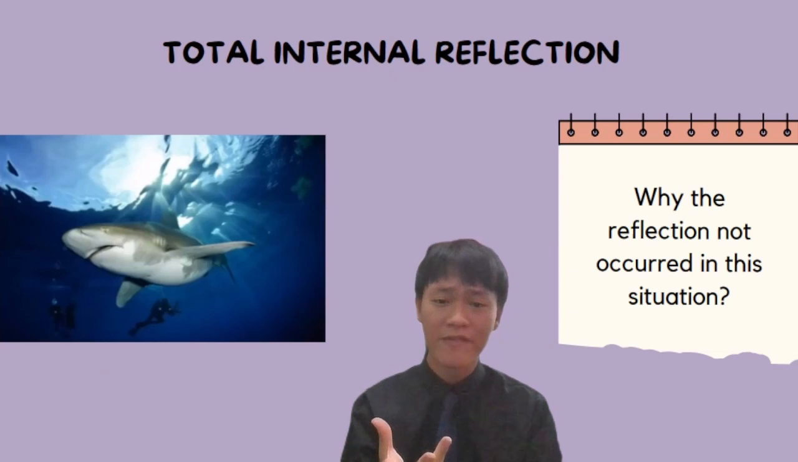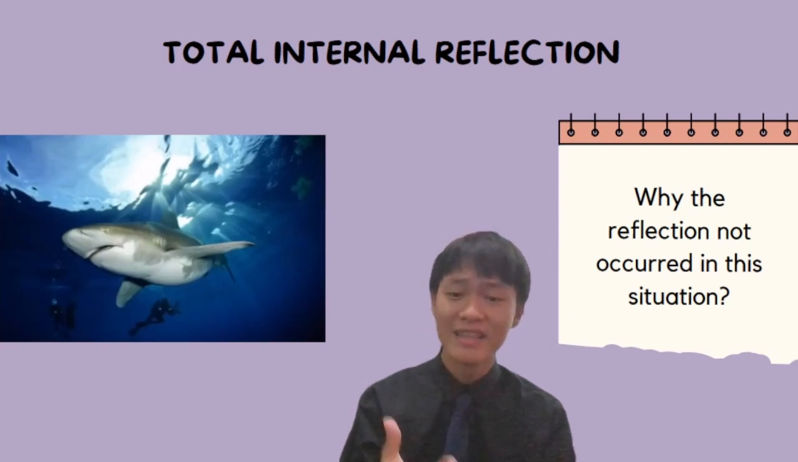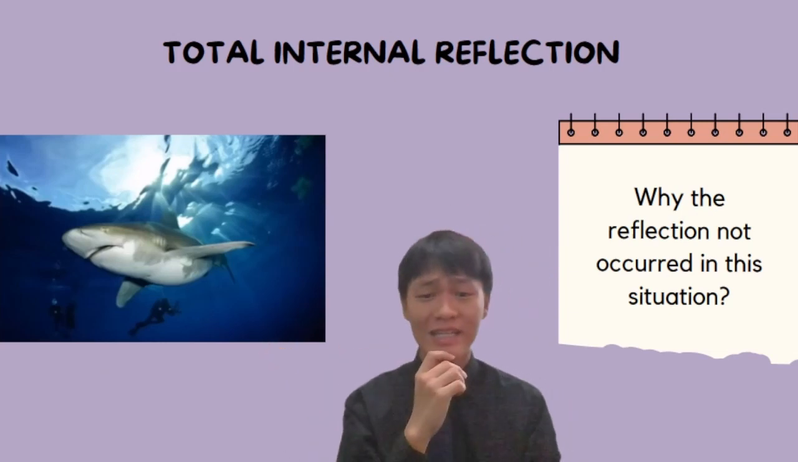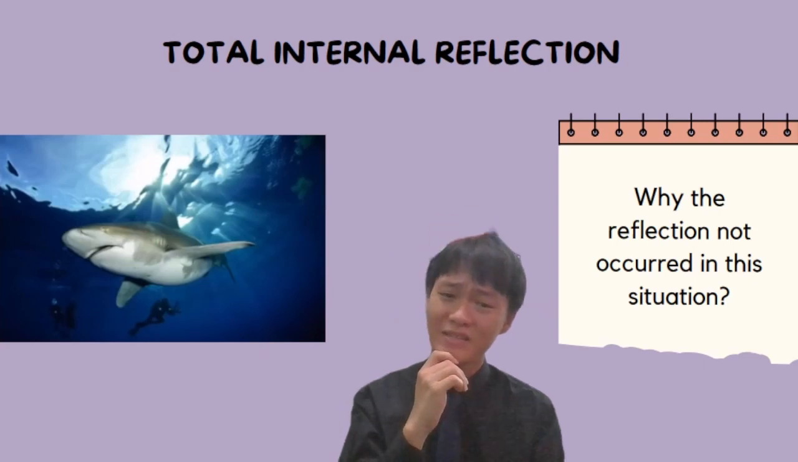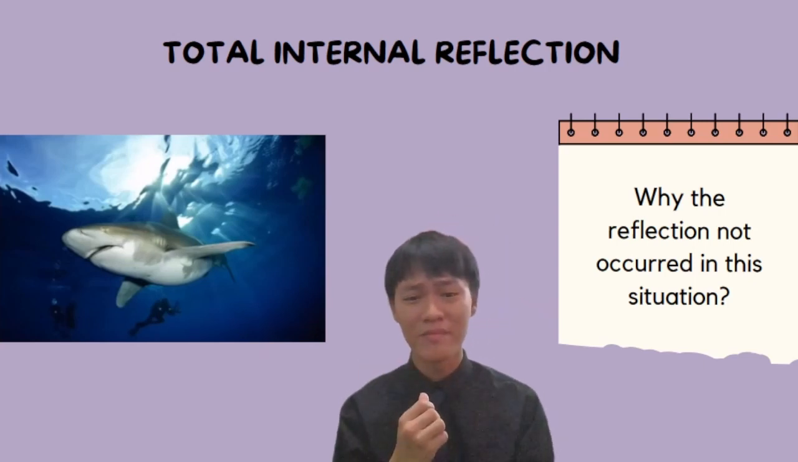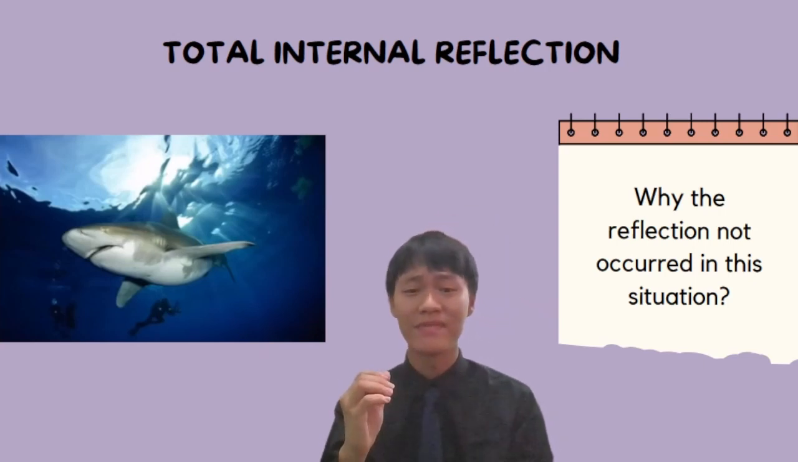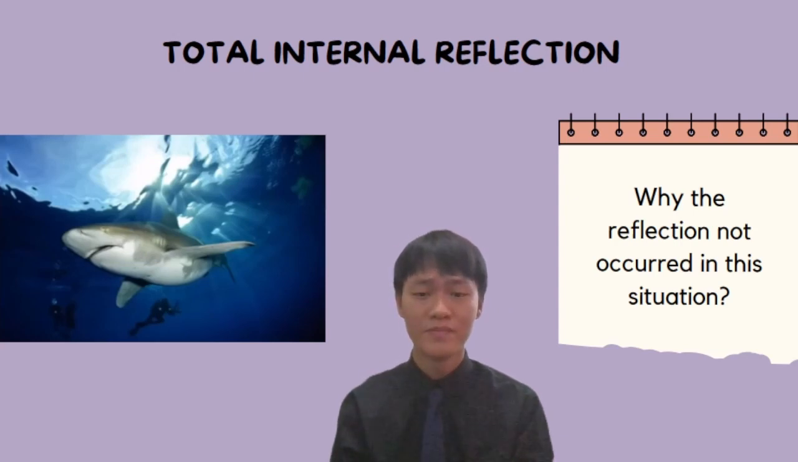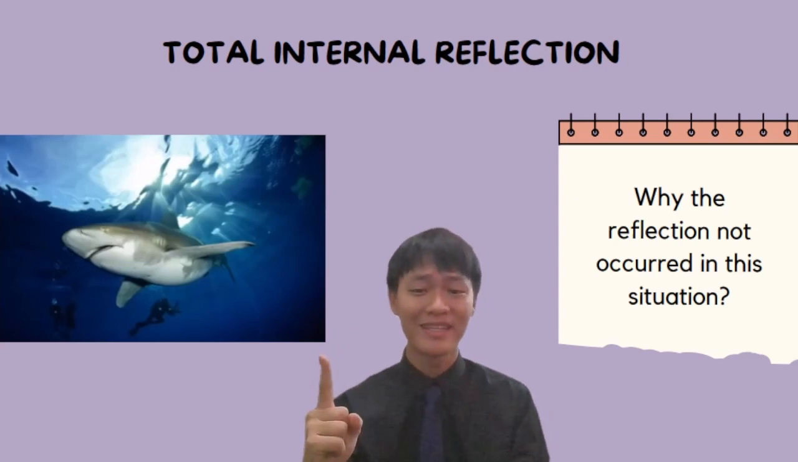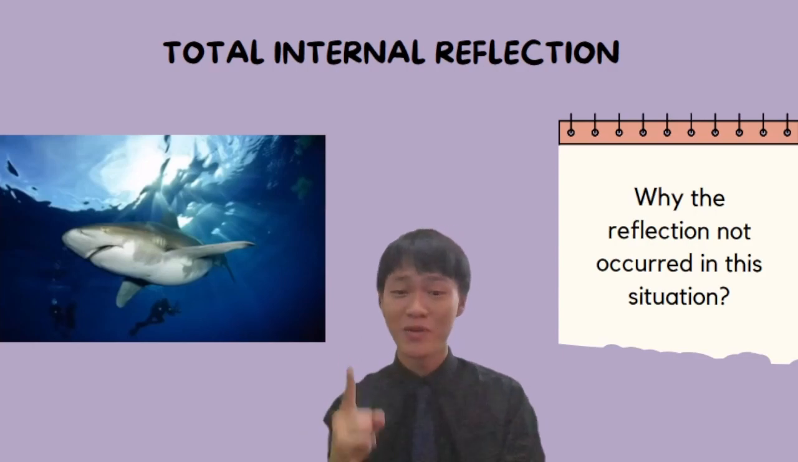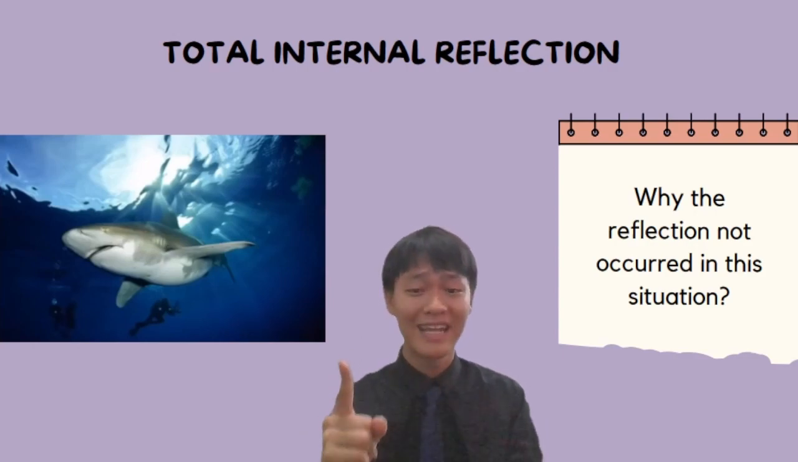Why can't we observe any reflection in these pictures? Is there any problem in these pictures? And what's the difference between these pictures and the example we saw before? So, to discover this kind of problem, let's look at the definition of total internal reflection.